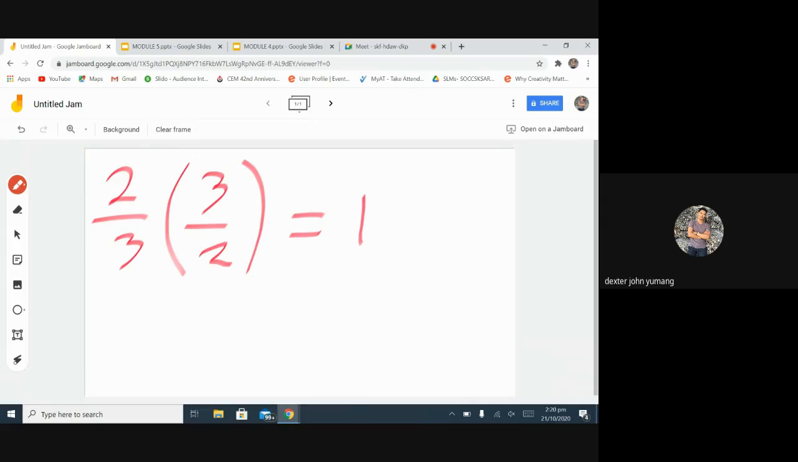Next, another example lang. 3. Ang kabaliktaran po ng 3 is 1/3. I-multiply po natin siya, ang sagot is always 1. Or merong shortcut. Ito po. Itong 3, i-cancel. Anong natira? 1. So that is the answer.